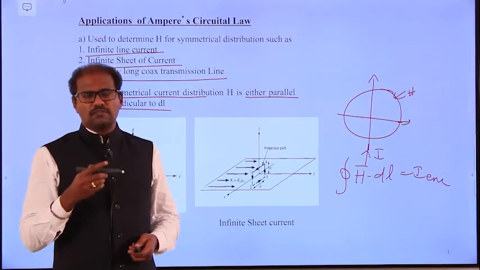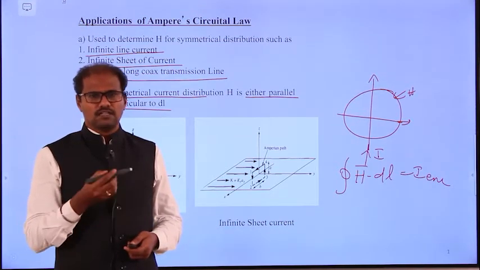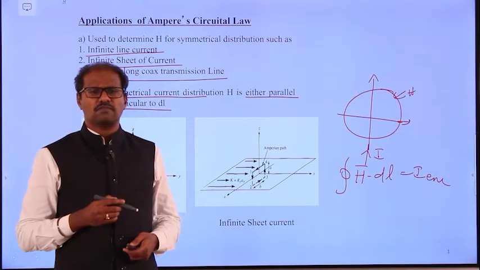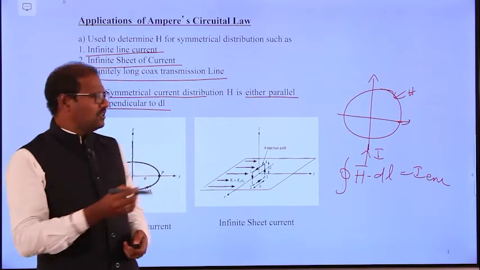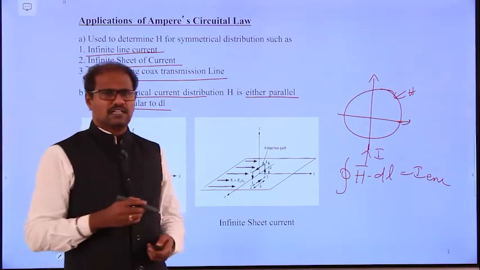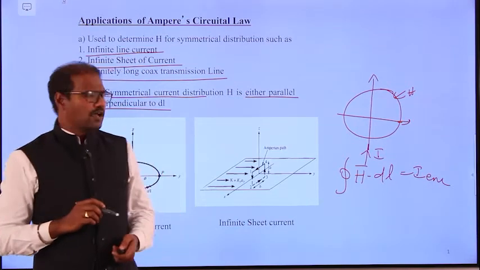Ampere circuit law is similar to the electrostatic field case, where Gauss law applies. Gauss law and Ampere circuit law both work for symmetrical distributions. We can find the magnetic field intensity H with the help of Ampere circuit law.